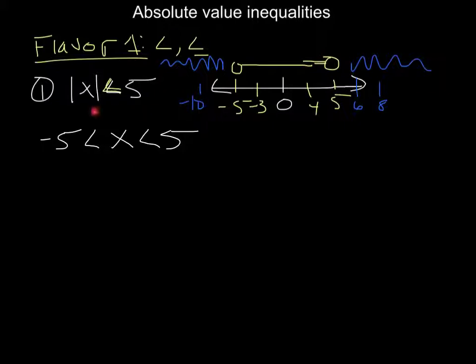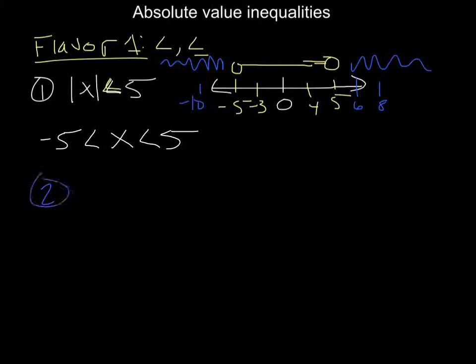So if x is not between 5 and negative 5, say if x is negative 10, I am not less than 5 away from 0. And likewise, if x is 6, which is not between negative 5 and 5, if it's out here, I am not less than 5 from 0. So that's the idea. So let's look at a problem that's a little bit more realistic in terms of what you would see in your work.